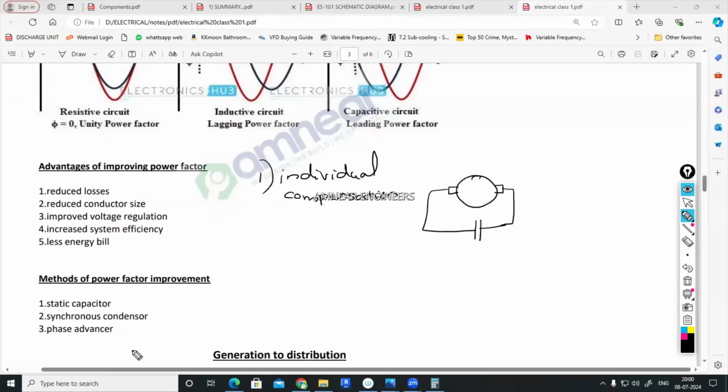Then suppose I have a group of inductive loads, for example a group of induction motors which are controlled from an MCC. There, to compensate that group of inductive loads, I need a group of capacitors. That is called group compensation. So you can use a capacitor bank there.